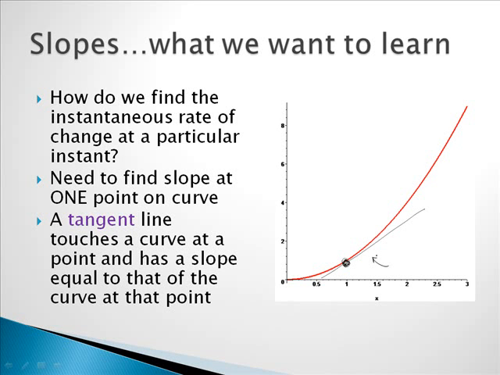Well, what we're looking for here is the slope of a tangent line. So a tangent line is a line that touches a curve at a point and has a slope equal to that of the curve at that point. So again, what we know is how to find the slope of a secant line, a line through 2 points. What we want to find is how to find the slope of a tangent line, a line touching the curve at 1 point and having the same slope as the curve there. So how would we do this?